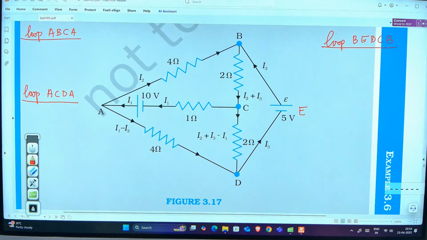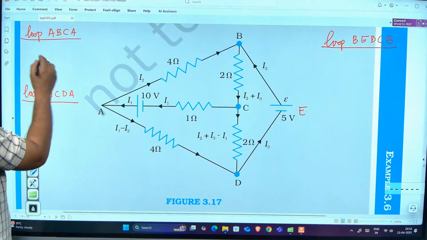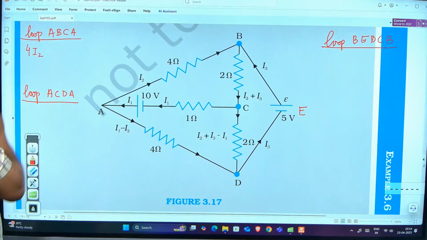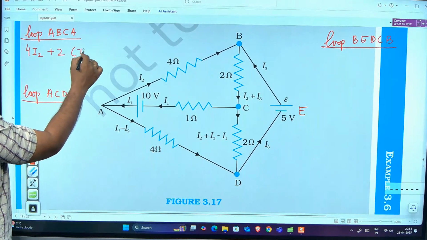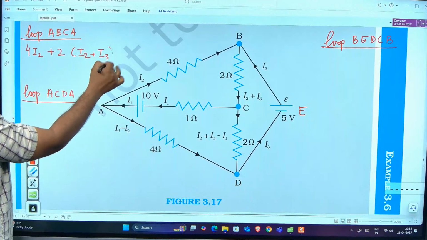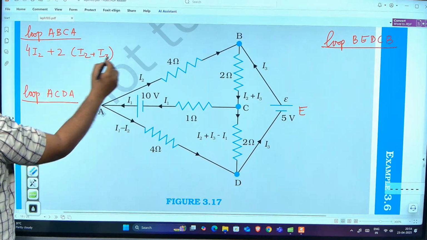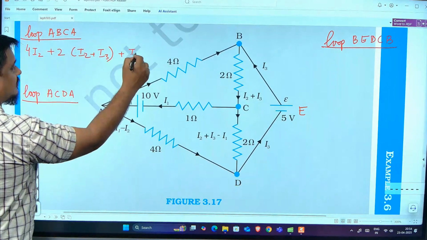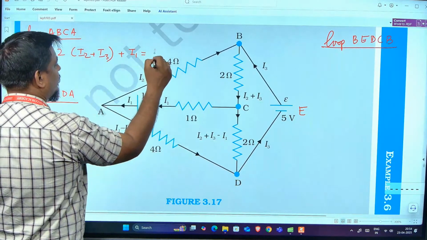Okay. Shall I write the equation now? Will you check your answers? Answers means the equations. Check what you did, whether it is right or wrong. I'll help you also parallelly. A, B, C, A. A to B if you go, can I write 4I2? B to C, plus 2 times I2 plus I3. And when I am going from C to A, plus I1 equals, only one cell is there, I am going from negative to positive, 10.